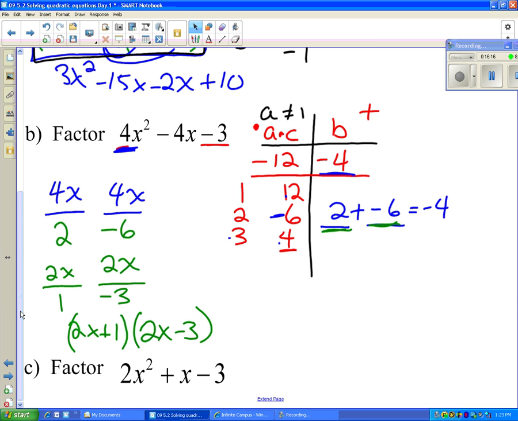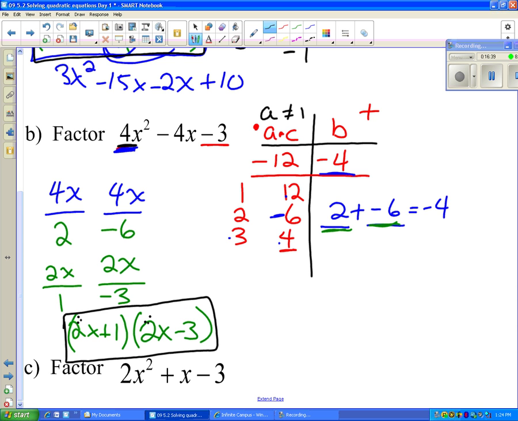And again, the whole purpose of this is this 4. If I don't have this 4 here, I don't have to worry about it. I have to find a way so that when I FOIL out, I'm going to get 4. 2x times 2x is 4x squared. And so my answer, my factor is 2x plus 1 times 2x minus 3. If I FOIL this out, here's the answer I would come up with. Okay?